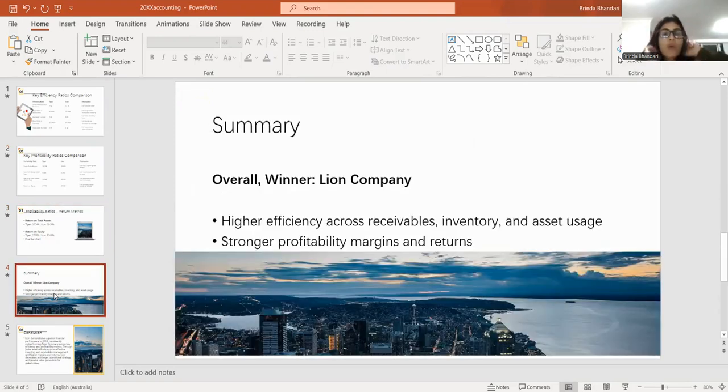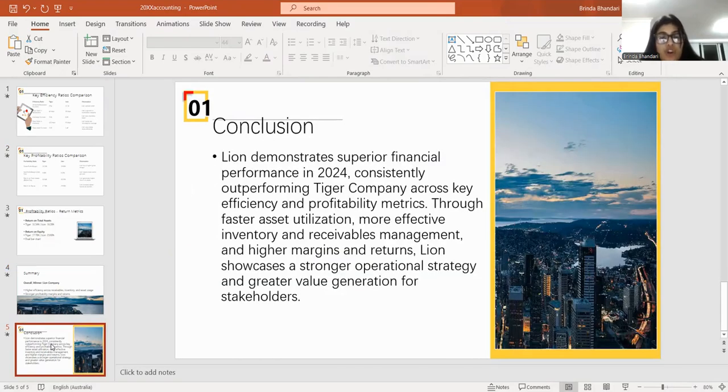In summary, while both companies are performing exceptionally well, Lion Company consistently outperforms Tiger Company across all key efficiency and profitability metrics. Lion is more efficient in managing receivables, inventory and assets, and also delivers a stronger return on both sales and equity through faster asset utilization, more effective inventory and receivable management, and higher margins and returns. Lion showcases a stronger operational strategy and greater value generation for stakeholders.